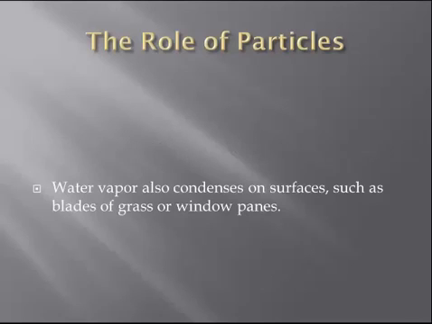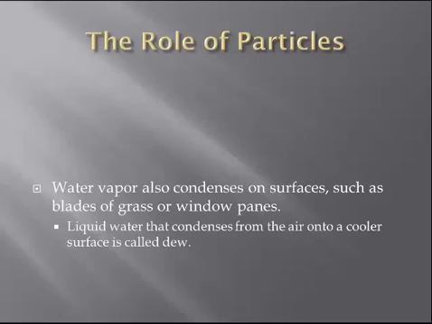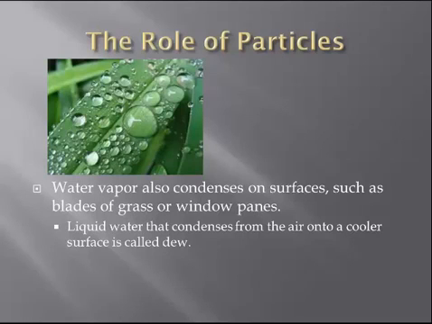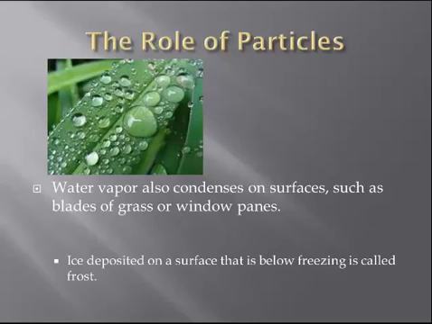Water vapor also condenses on surfaces, for example, blades of grass or even window panes. Anytime liquid water condenses from the air and sticks on a colder surface, we call that dew. Here's a picture of dew. Anytime there is ice deposited on a surface, we call it frost. Here's a picture of frost.